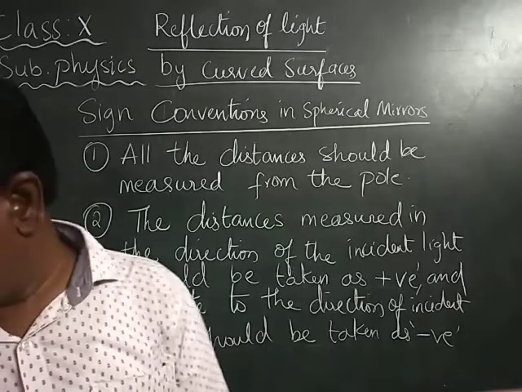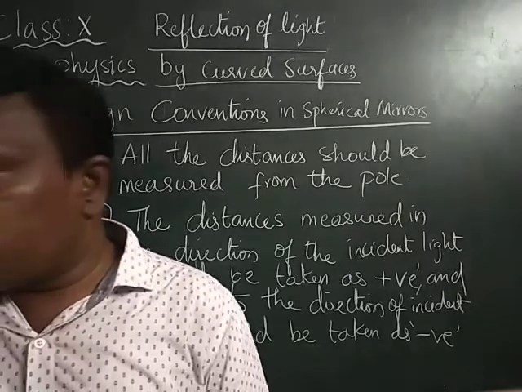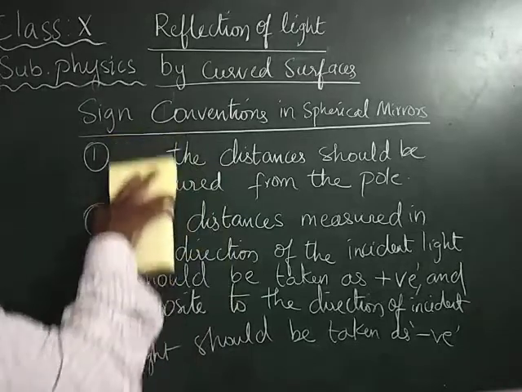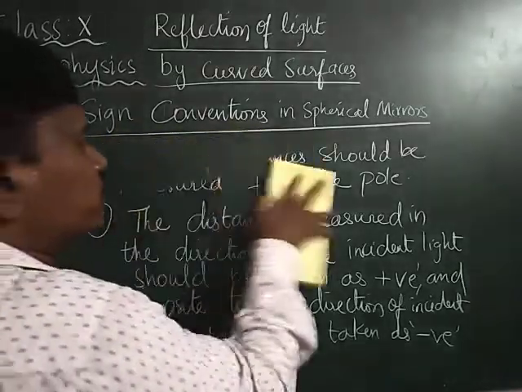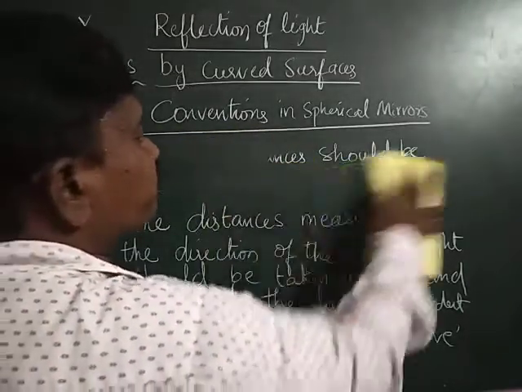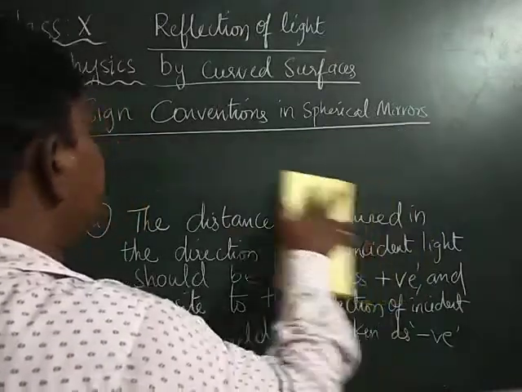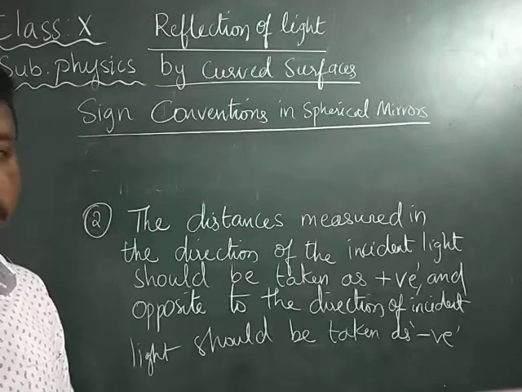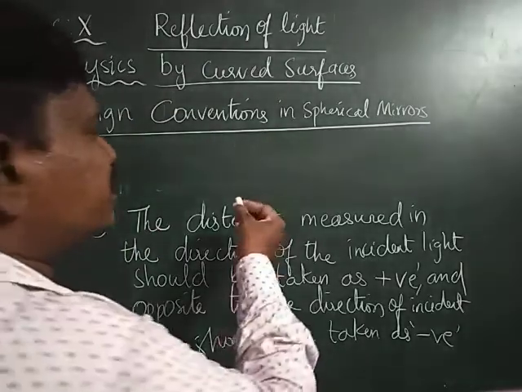Now I'll explain what this direction of incident light is, that is, how we should take positive or how we should take negative. Just I'll explain the second point. All the distances should be taken as positive in the direction of the incident light. What do you mean by this incident light?